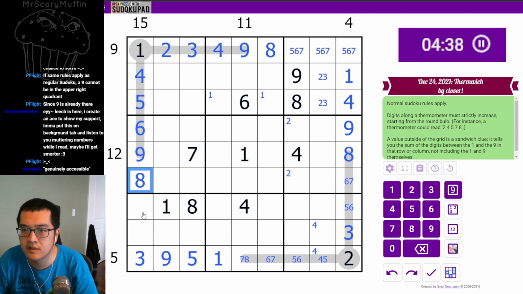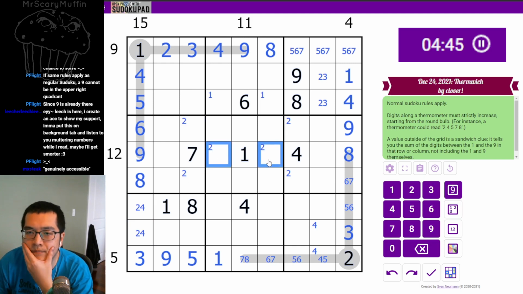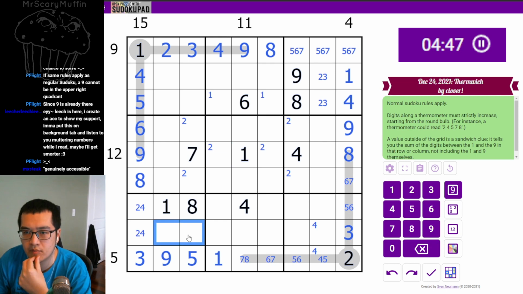This must be the 8, and this is a 2, 7 here, which helps us again for the 2s, which means the 2s have to be in here in the middle. Remaining number here is a 6 and a 7. Actually, we can just fill those in. That's nice.